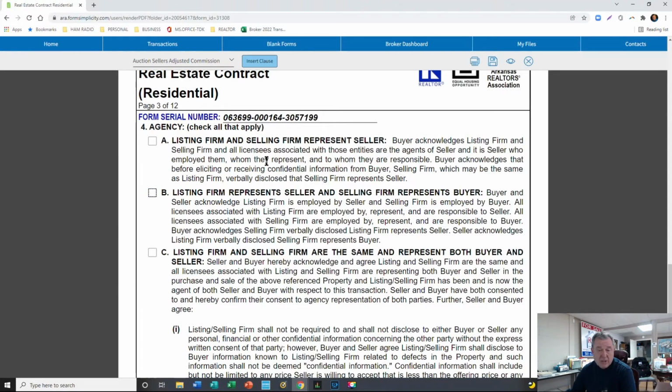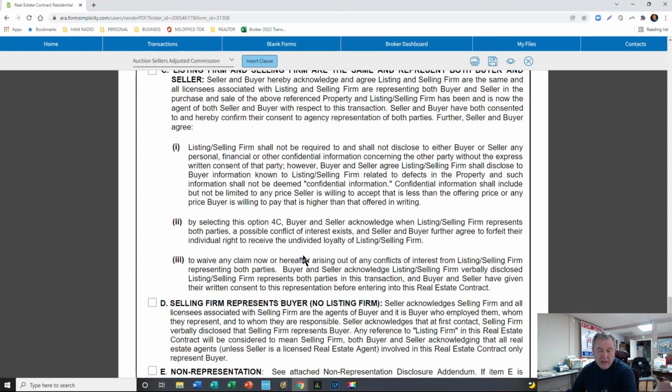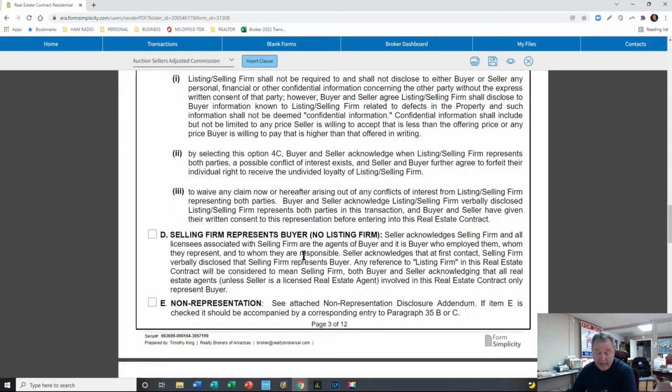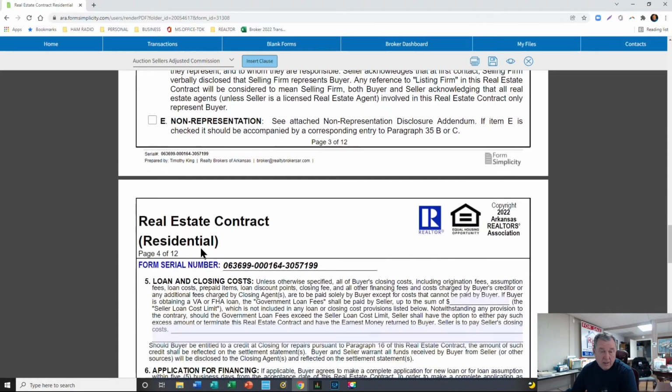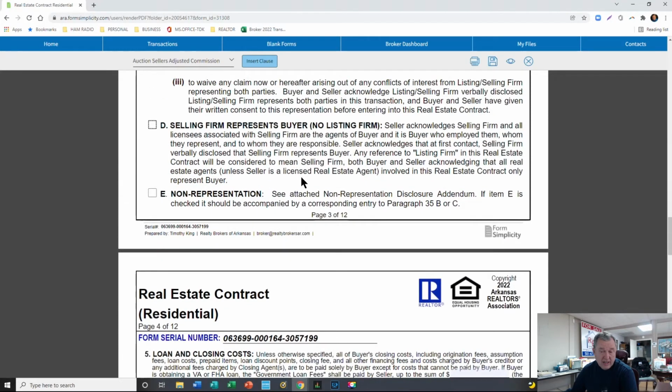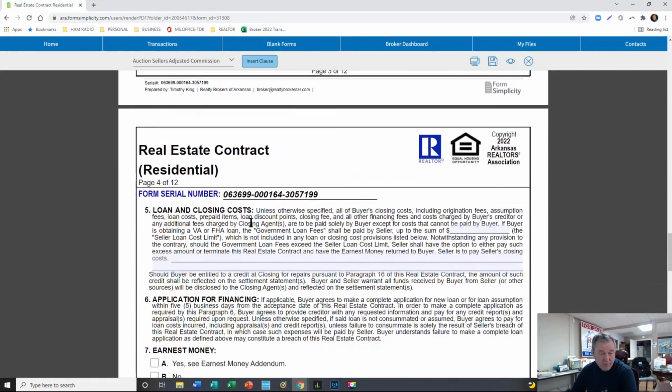There are times when, you know, it might work out this way, that the buyer is not represented. They just want to work through you, but they don't want to sign a buyer's agreement. And I've got one right now. The selling firm represents the buyer because the seller doesn't want a listing firm. Also, this would be a for sale by owner type situation here. And this non-representation, we don't use that in this brokerage.